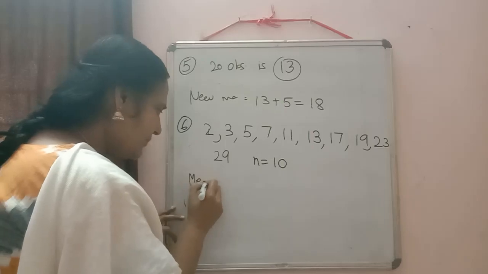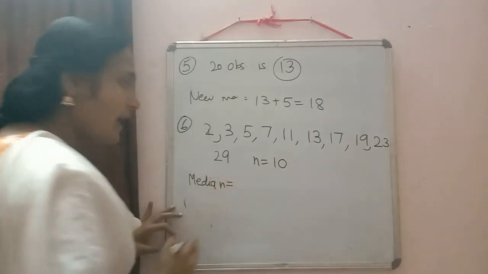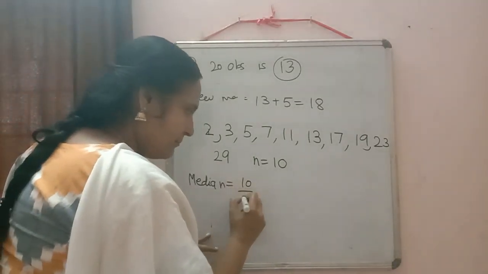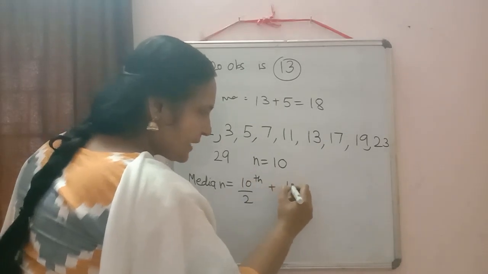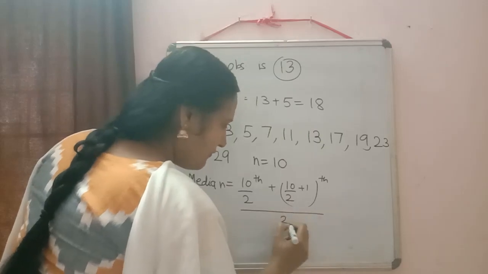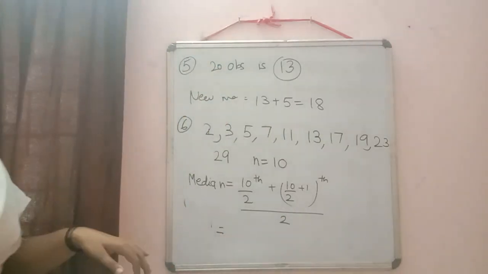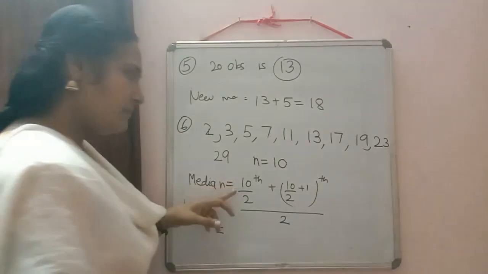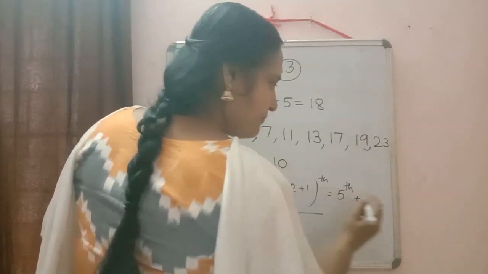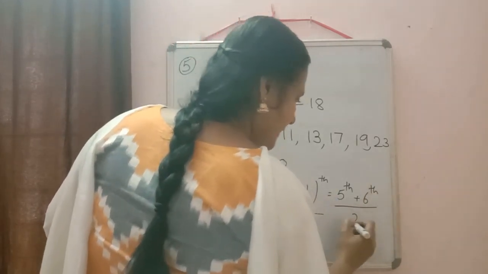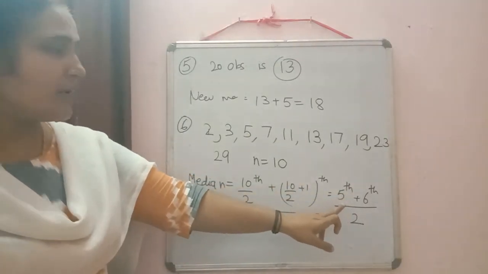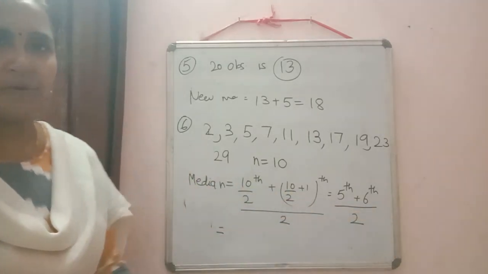If n is equal to 10, then obviously we will have 2 middle terms. What will be those 2 middle terms? The (10 by 2)th term plus the (10 by 2 plus 1)th term, divided by 2. We will take the average of those 2 middle terms. 10 by 2 is the 5th term, plus 10 by 2 plus 1, the 6th term, divided by 2. That's why I wrote 5th here. Otherwise you would add in this way: 5 plus 6 by 2.